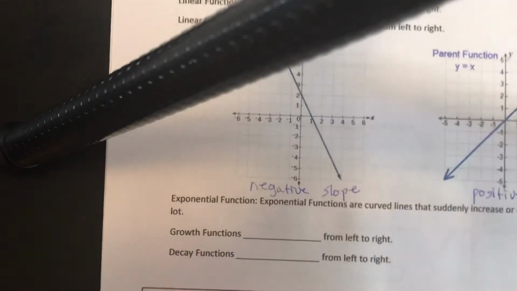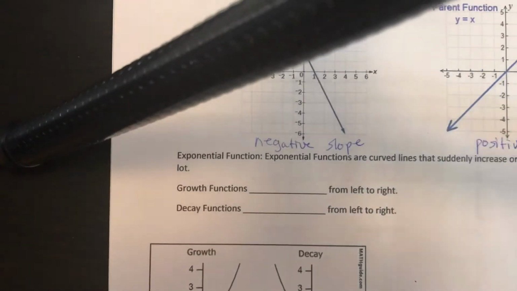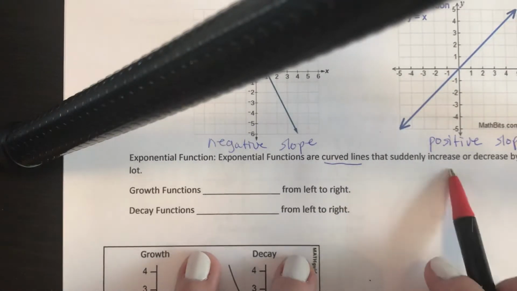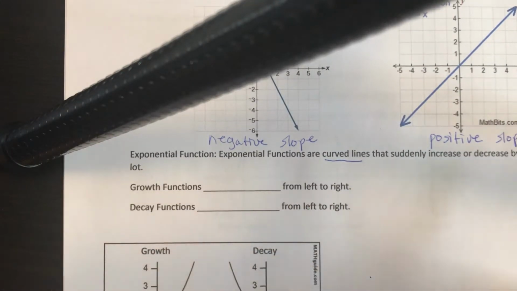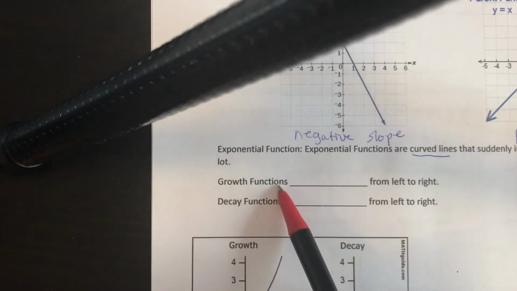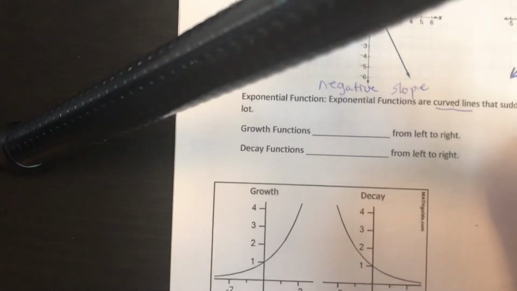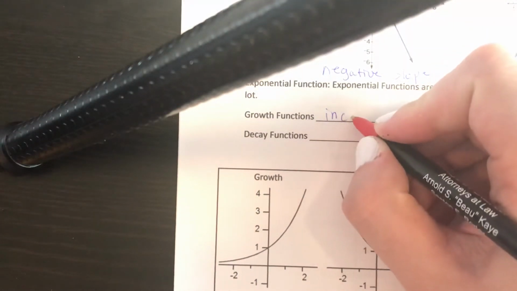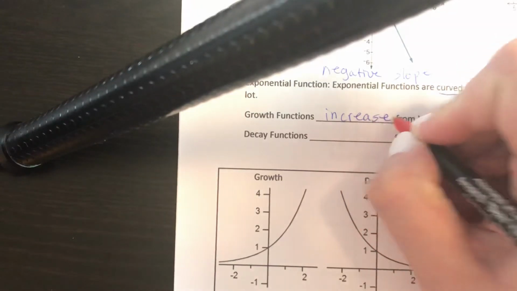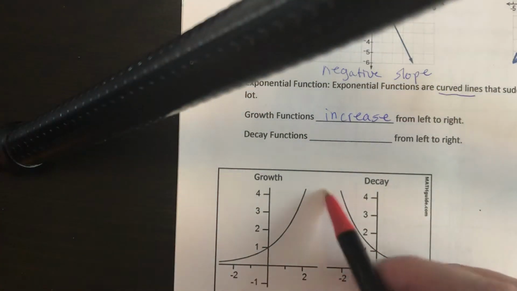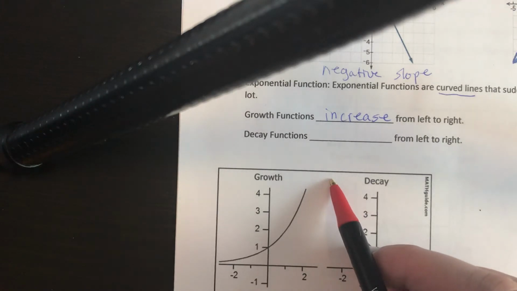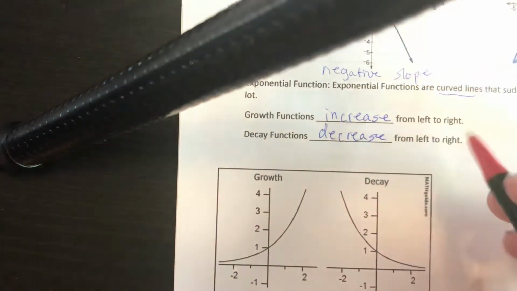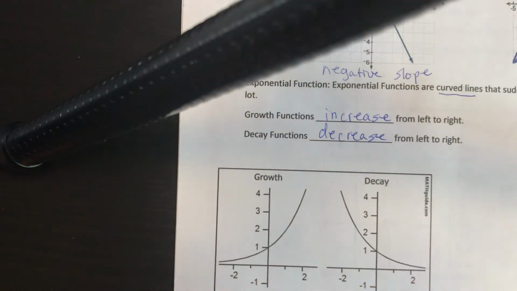All right, then we're going to move down to exponential functions. Exponential functions are curved lines that suddenly increase or decrease by a lot. Basically, a growth function is increasing. Growth functions increase from left to right. So this is an example of a growth function. Then a decay function will decrease from left to right, like that.